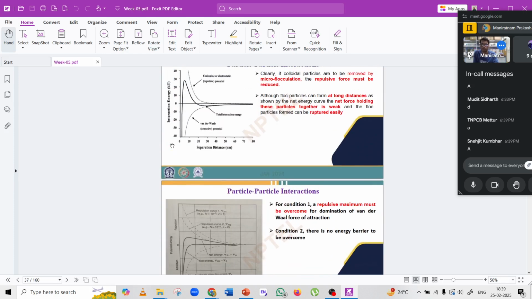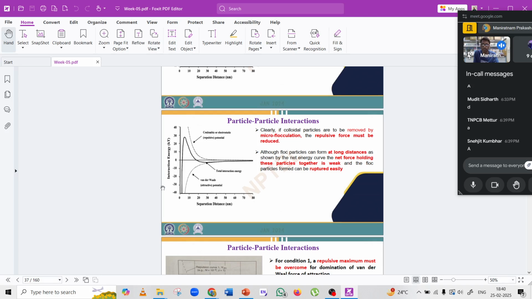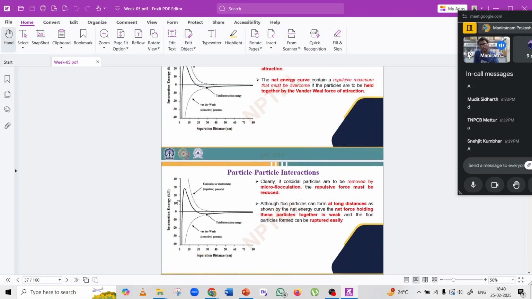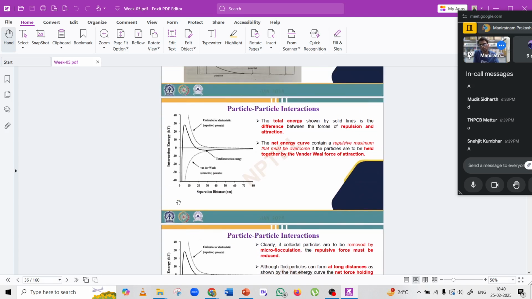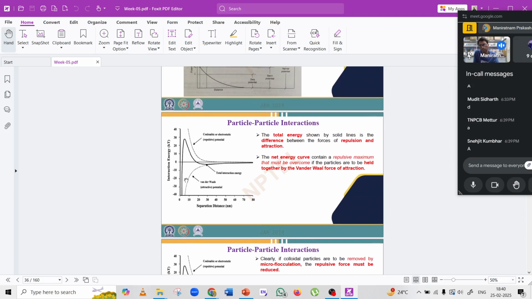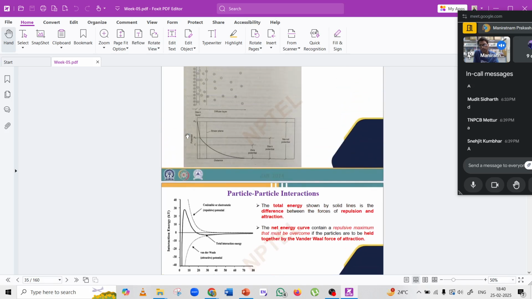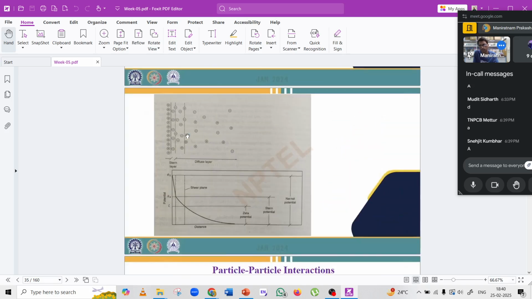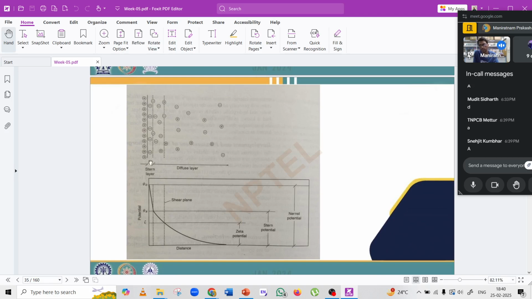You can see separation distance and total interaction energy. Then we have Coulombic repulsion potential, then van der Waals, and this is the overall interaction between electrostatic and van der Waals, including all. Initially the energy is negative, then finally it is positive. So this is our diffuse layer. This is a Stern layer.